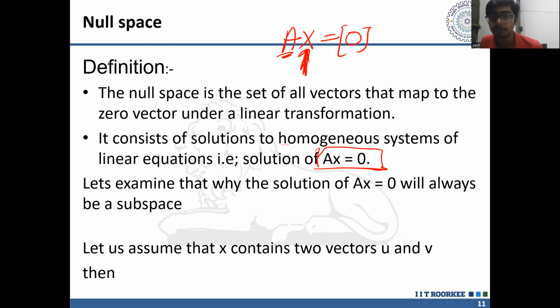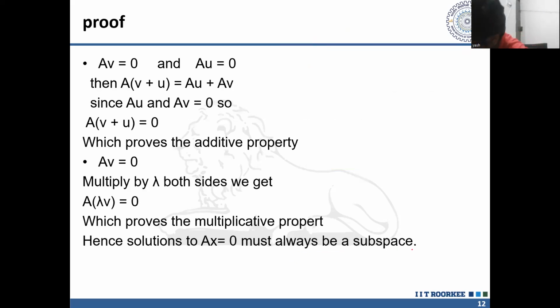One question may arise: why will the solution of Ax equals 0 be a space? It could be a set of vectors which is not a space. So let us check why it will always be a space. Let us assume that X contains two vectors u and v. Then Ax equals 0, and X contains the two vectors v and u.